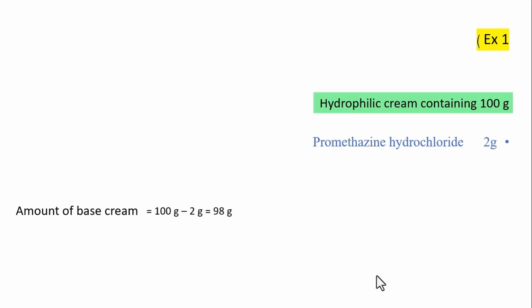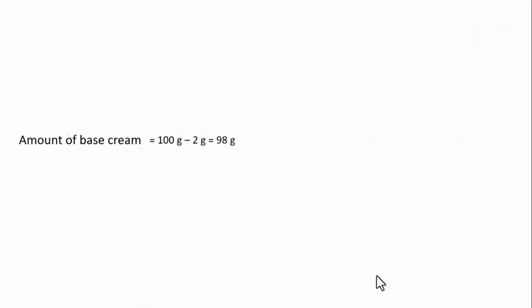In this example, we have a 100-gram cream. We need to subtract the main ingredient from it. We want to make 100 grams of hydrophilic cream. Our main ingredient is 2 grams. 100 minus 2 is 98 grams. This amount is our base cream.